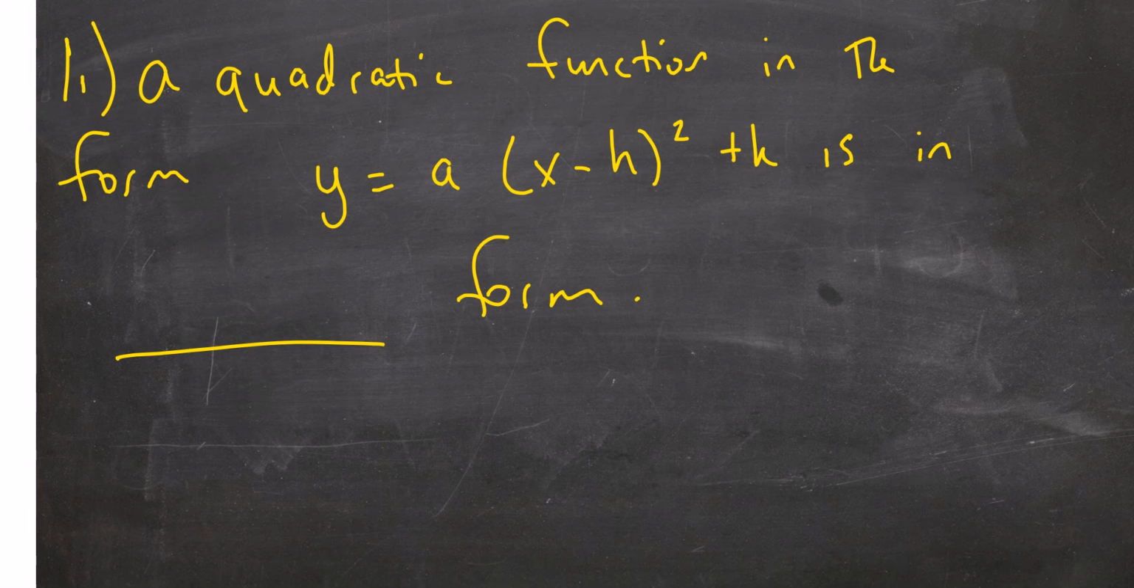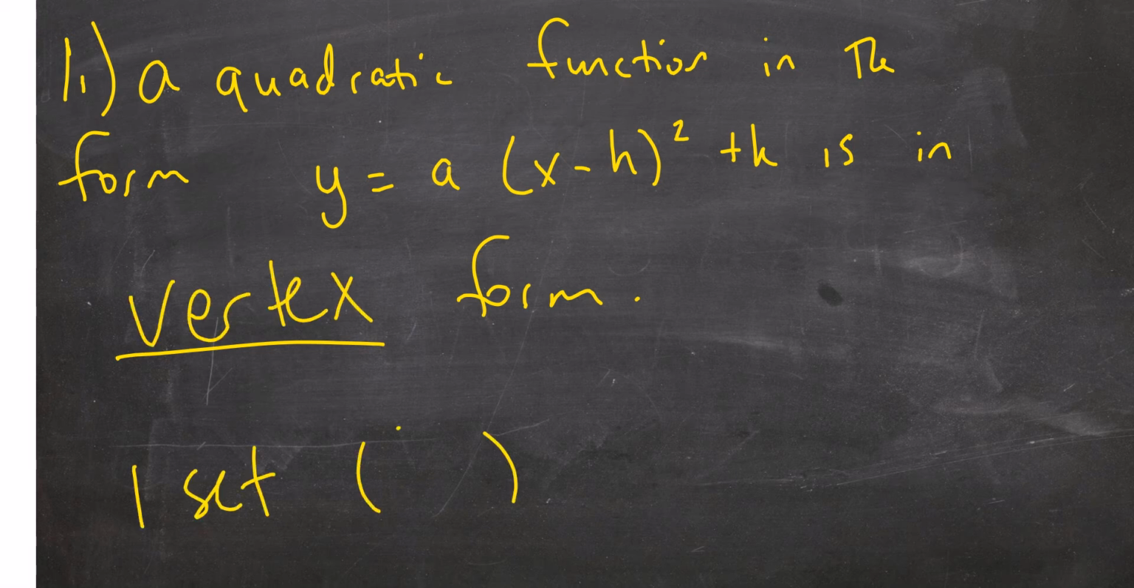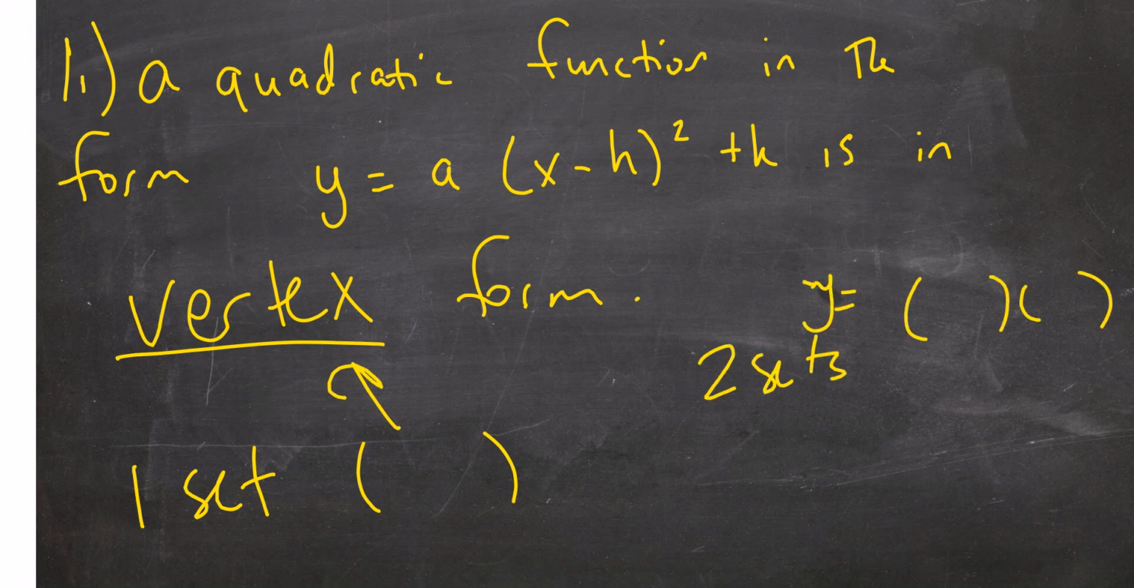Alright, number 1, pretty easy. A quadratic function in the form y equals a times x minus h squared plus k is in vertex form. Remember, one set of parentheses is vertex form. Two sets is intercept. And no sets is standard form.